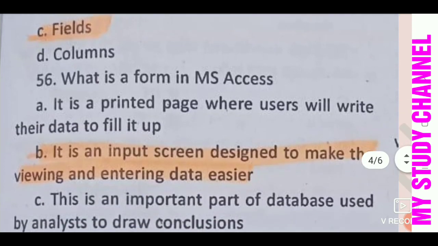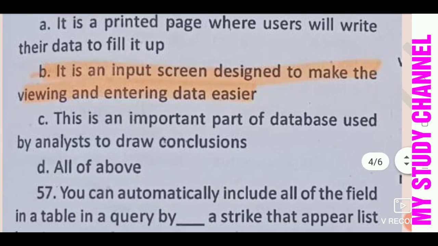What is a form in MS Access? Option A is, it is a printed page where users will write their data to fill it up. B is, it is an input screen designed to make viewing and entering data easier. Friends, here the answer is option B. A form in MS Access is an input screen designed to make viewing and entering data easier. So option B is the right answer.